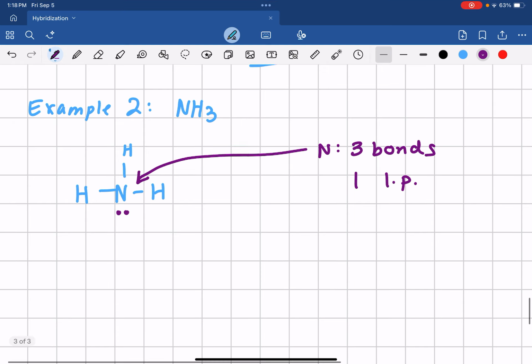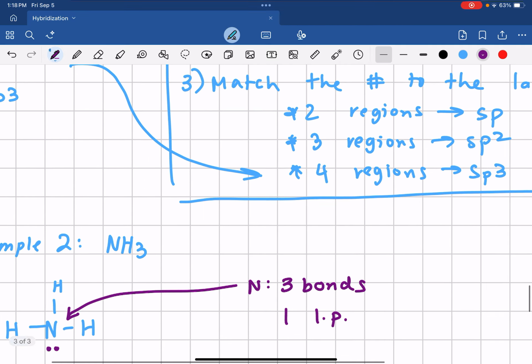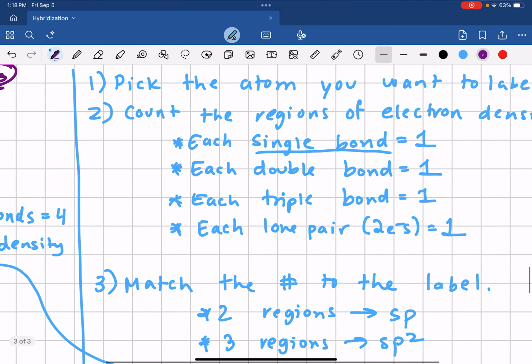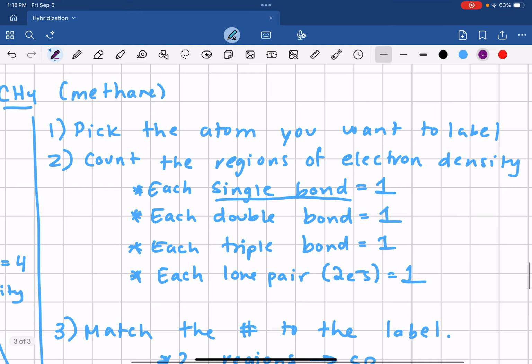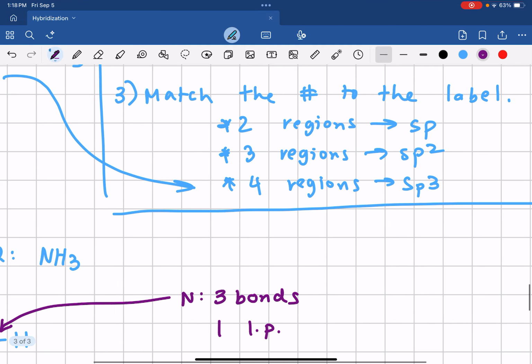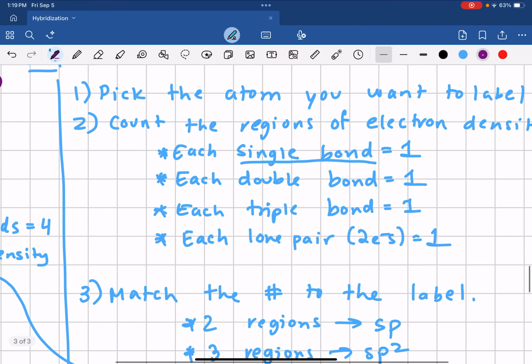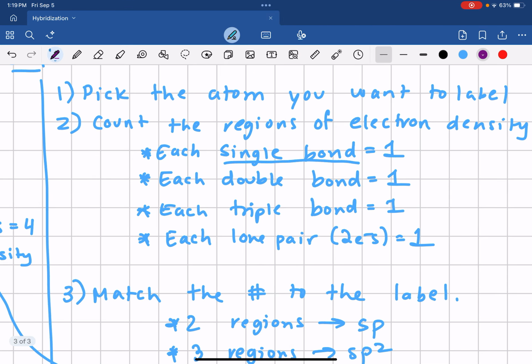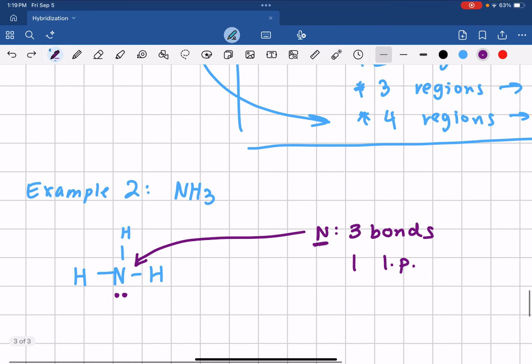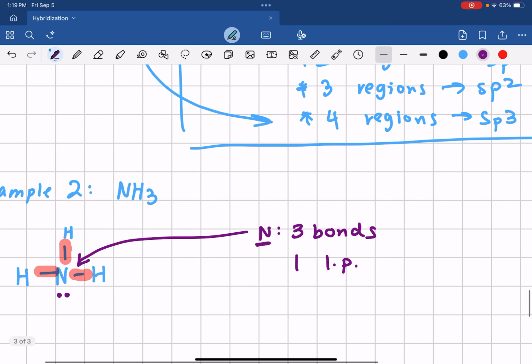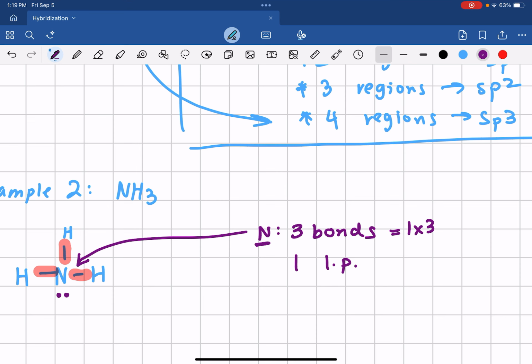We stated that in our checklist, first you want to pick the atom you want to label. I want to label my nitrogen. Perfect. Step 1 complete. Step 2, it says count the regions of electron density. So each single bond will count as 1. I have here 3 bonds, so I'm going to do 1 times 3. It'll give me 3.